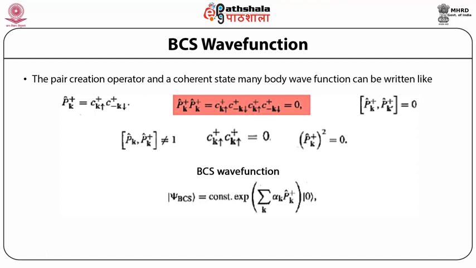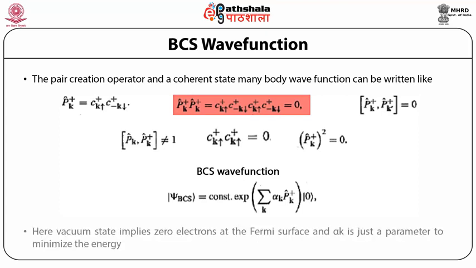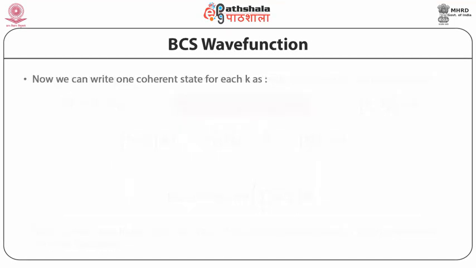So the BCS wave function is motivated from the coherent states in quantum optics. This BCS wave function is written as a constant multiplied by the exponential of the summation over k of alpha k pk dagger, multiplied by the vacuum state. Here the vacuum state implies 0 electrons at the Fermi surface, and alpha k is just a parameter to minimize the energy. Now we can write one coherent state for each k as the following: this BCS wave function is equal to a constant times the product over k of exponential alpha k pk dagger multiplied by the vacuum state.